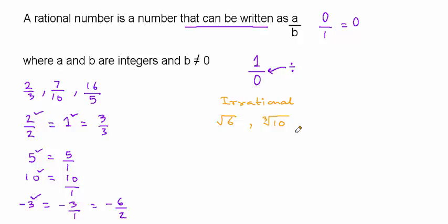Decimal numbers that neither terminate nor repeat any specific pattern after the decimal point are also irrational. A great example of an irrational number is pi, written as pi, represented by the Greek alphabet pi, that we use a lot in geometry.